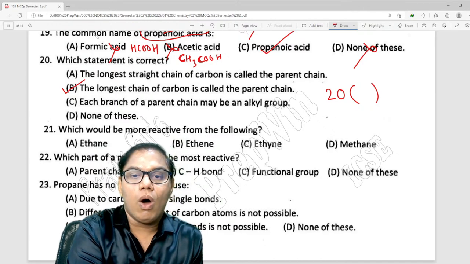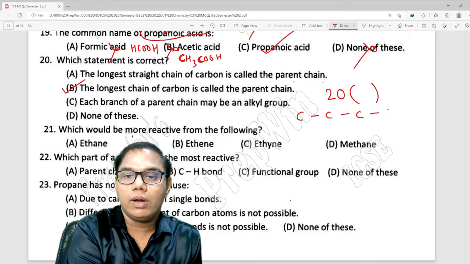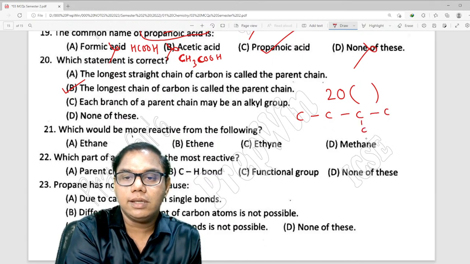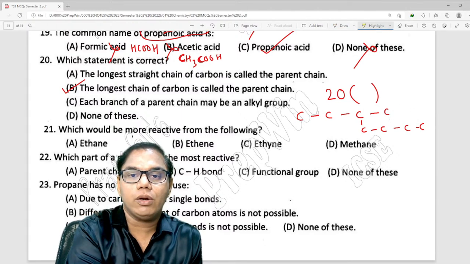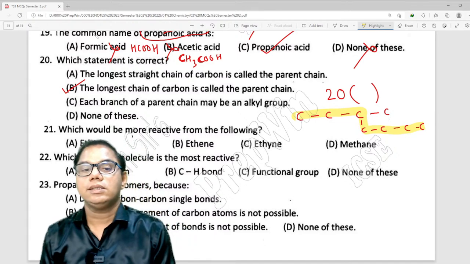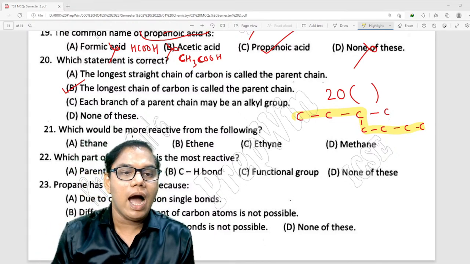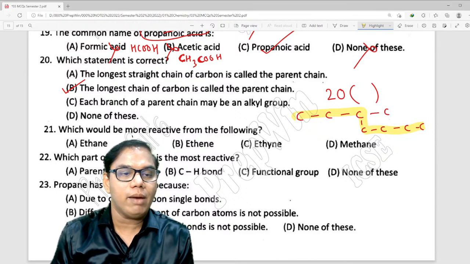Why? Longest chain need not be a straight chain always. Okay, see here. This is the longest chain, but not the straight one. So correct option is B. I hope you have understood this. Am I right?